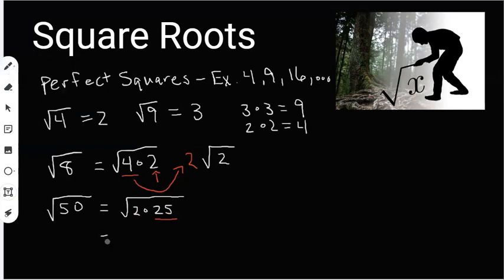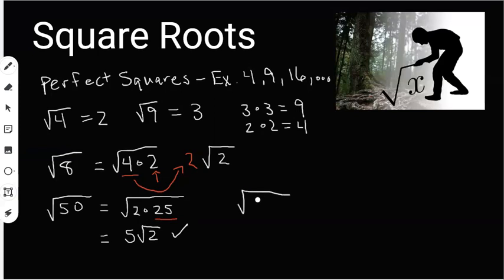So I'm going to take the 25 out as a 5, and I'm going to leave the 2 under there. And I'm done. My answer is 5 square root of 2. You can also say that as 5 times the square root of 2, because that's basically what that is. Okay, let's try one more like that.